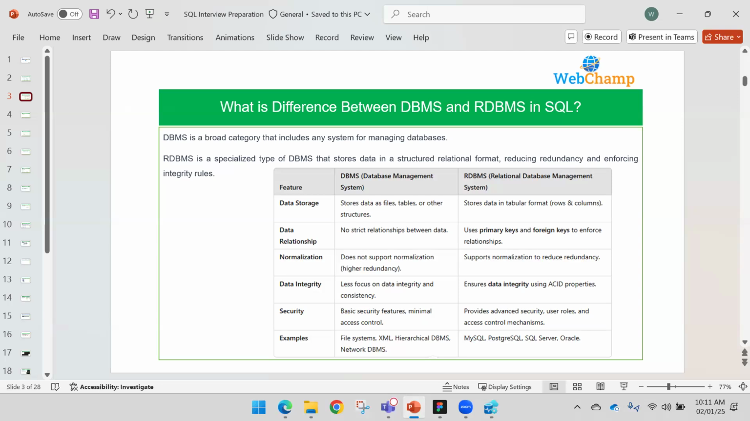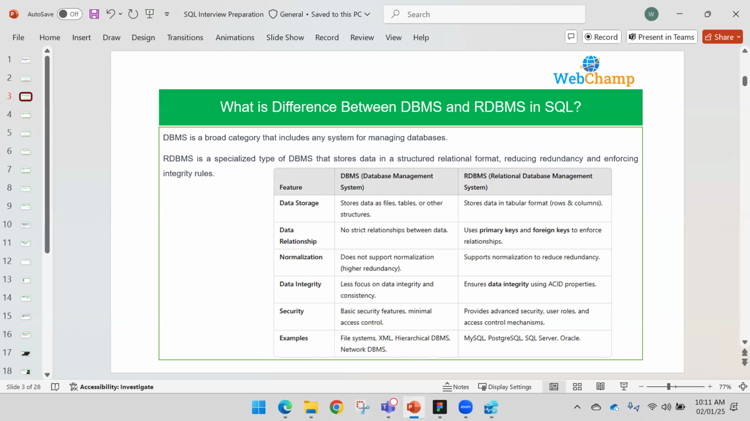So what about the relational database management system? RDBMS is a type of database management system, a specialized type, because it structures the data into tables, meaning it is only used for tabular data. The tables are in a relationship. So how can you identify the tables which are in a relationship?